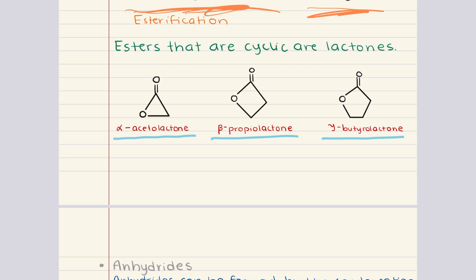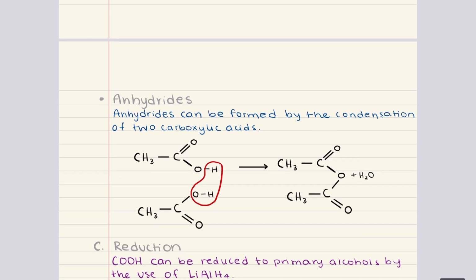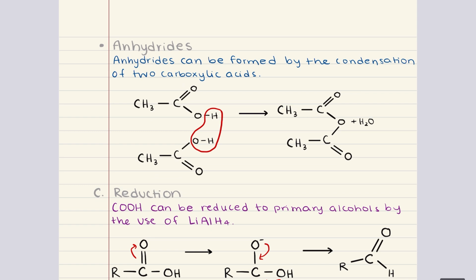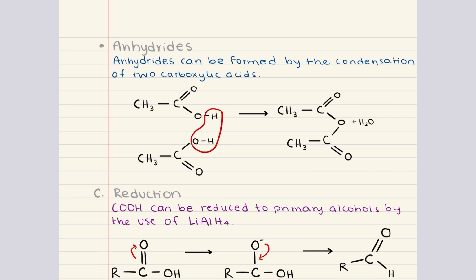Now, the next carboxylic acid derivative that we want to cover is anhydrides. Anhydrides are molecules formed by the condensation of two carboxylic acid molecules. Condensation, again, refers to a reaction where two molecules are joined together with the loss of a small molecule. In this case, again, water. Let's walk through how an anhydride forms. We start with two molecules of carboxylic acid.